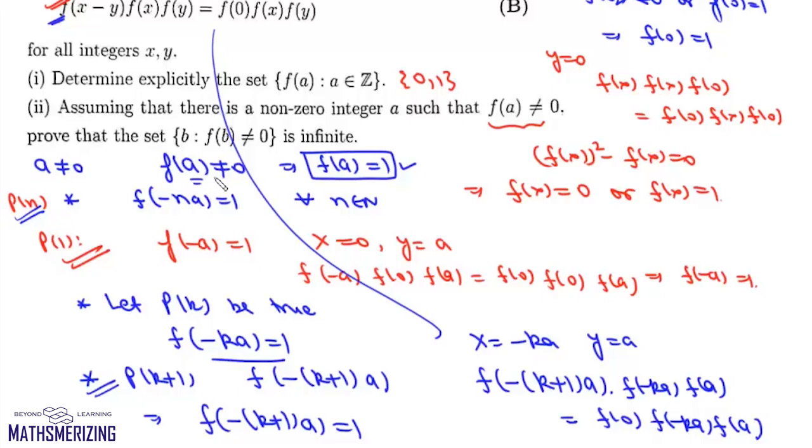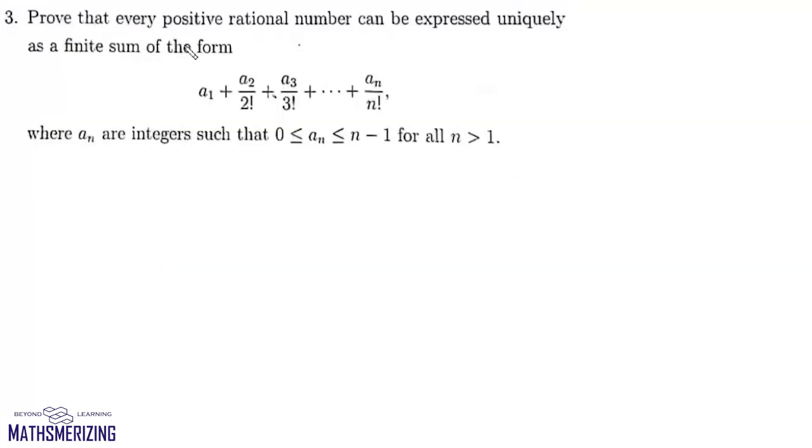So if we have any non-zero a, then we'll have infinitely many points where this function is non-zero. Now the next question is, prove that every positive rational number can be expressed uniquely as a finite sum of the form a1 plus a2 upon factorial 2 plus a3 upon factorial 3 up to an upon factorial n, where an lies between 0 and n minus 1, both inclusive, for all n greater than 1.